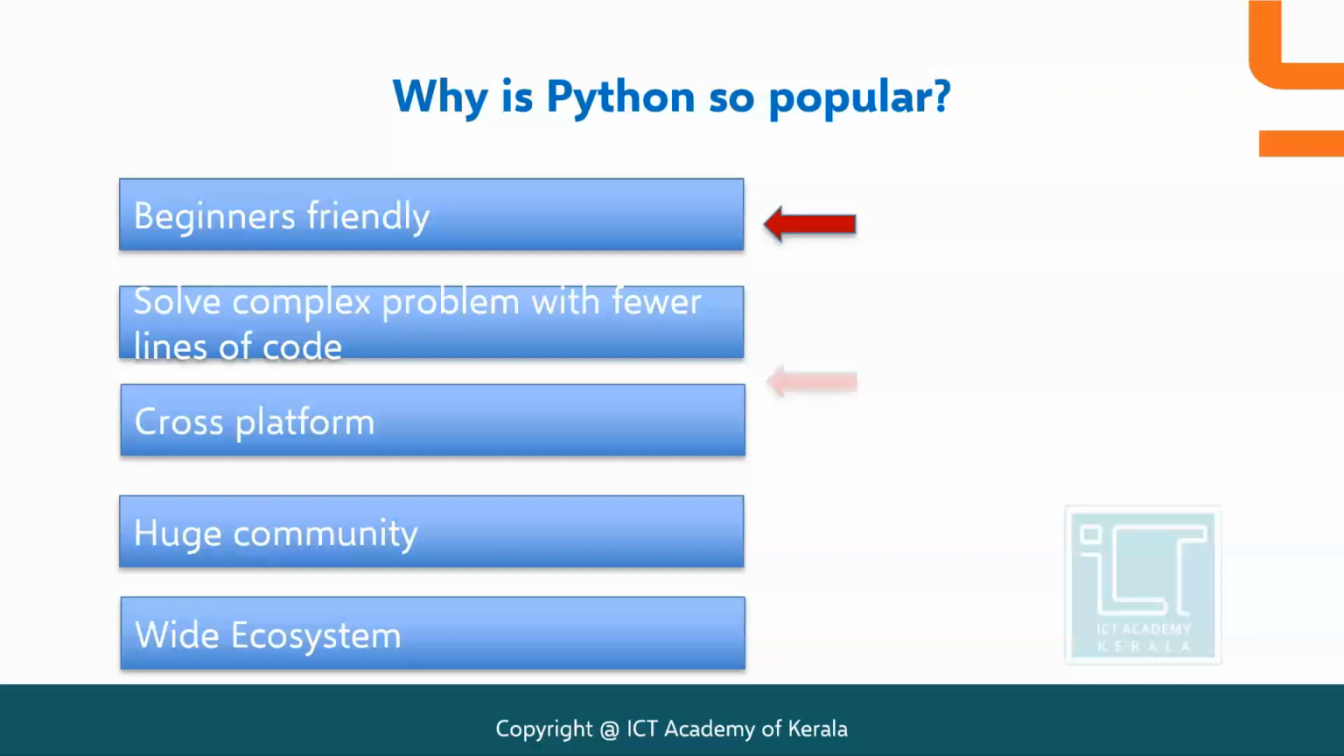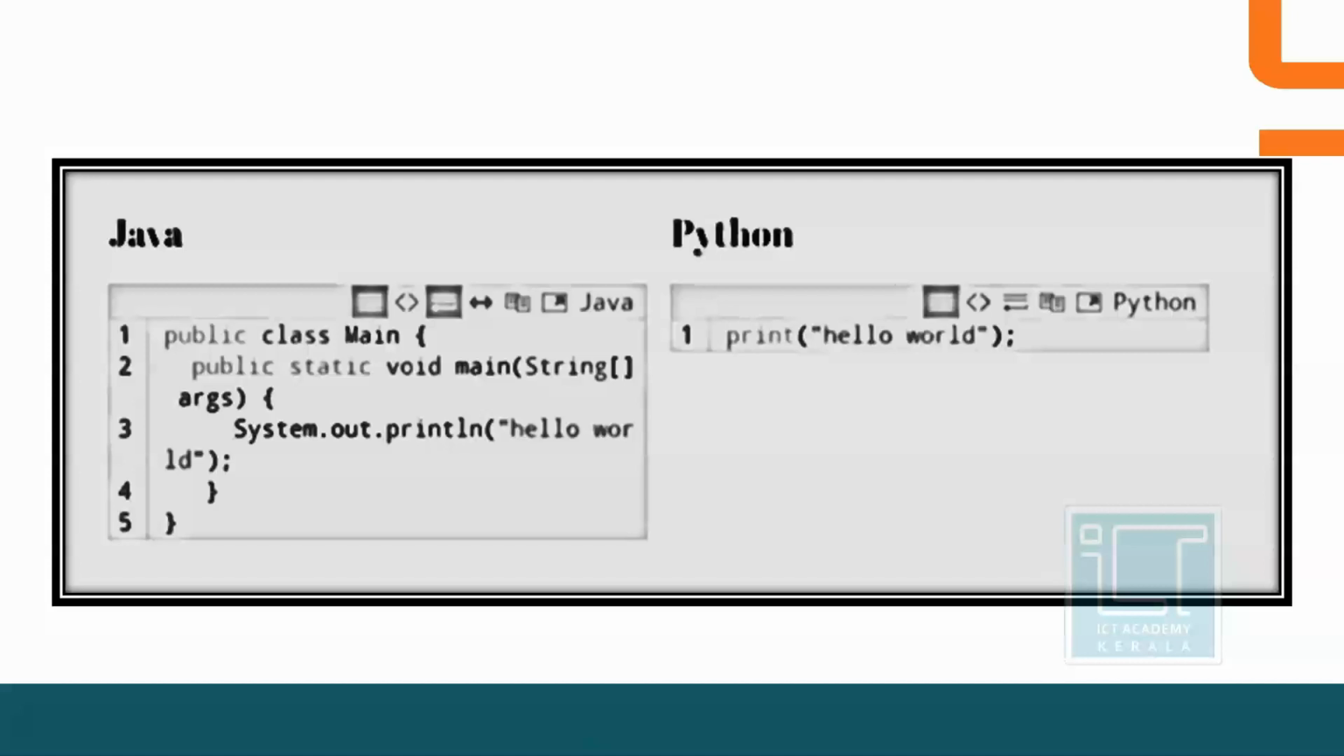The next reason is it can solve complex problems with fewer lines of code. You can see an example for this. Here you can see Java code as well as Python code. It's a program written to print hello world. In Python, I can achieve that with a single line of code, whereas in Java it's taking more than one line of code, right? So from this it is clear that for solving any problem using Python, it will take fewer lines of code when compared to other programming languages.